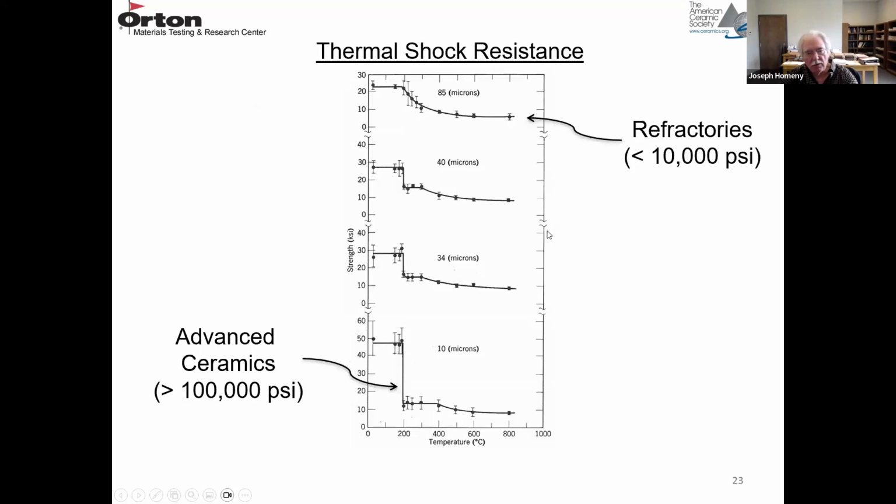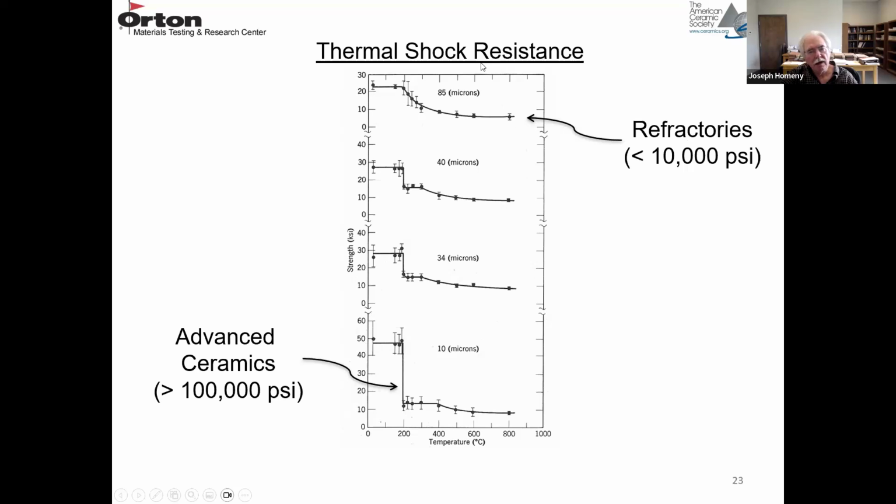So this is an actual experiment, strength versus this quench temperature. There are 4 different graphs here, for a material made with different grain sizes. The bottom curve here is the smallest grain size, 10 microns. That might be typical for an advanced technical ceramic. High strength may be greater than 100,000 PSI. You start at a strength here, in KSI, maybe just under 50 KSI. And then around 200 degrees, you have this rapid decrease in strength.